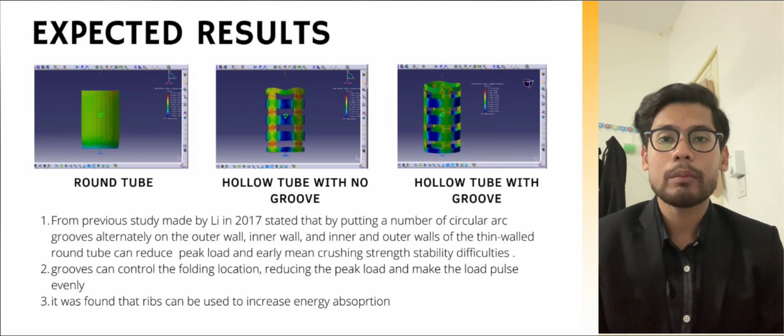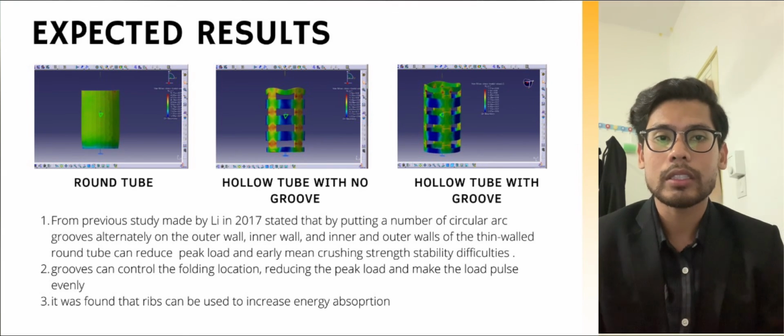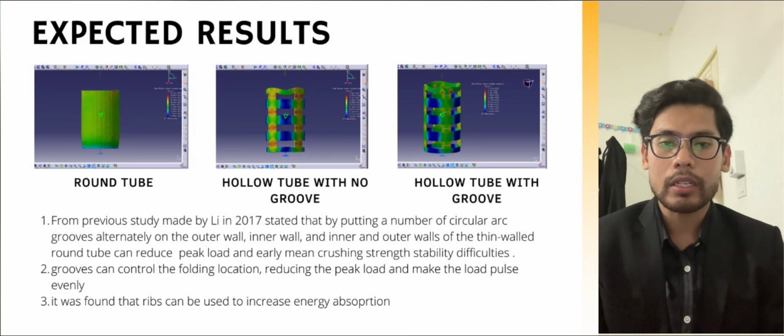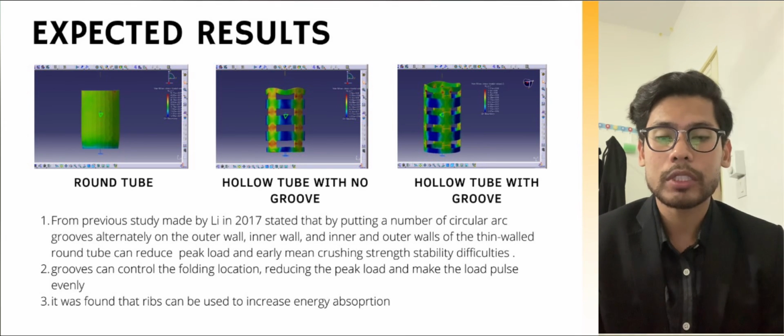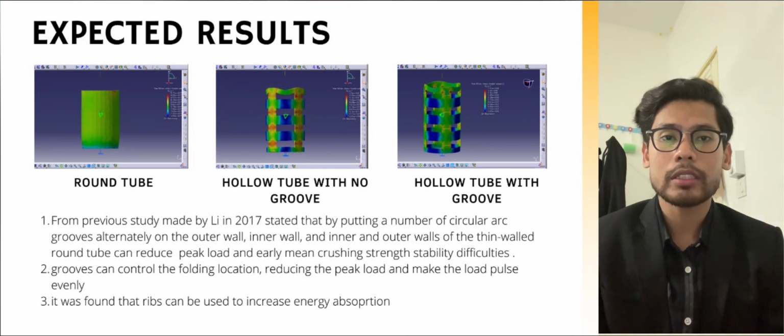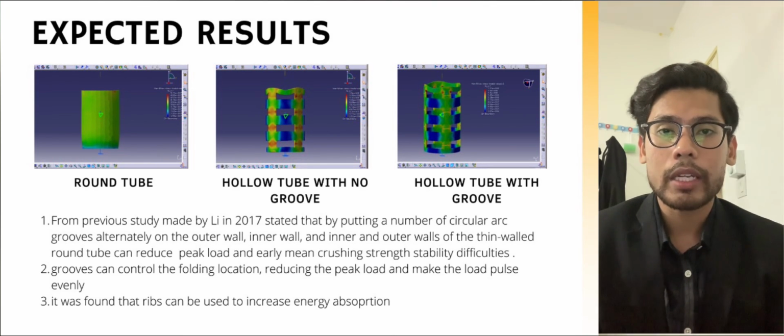From the diagram above, we can see that a hollow tube with groove has better energy absorption and yield strength because it has more green color and blue color compared to the others.